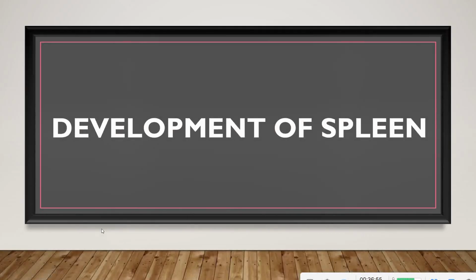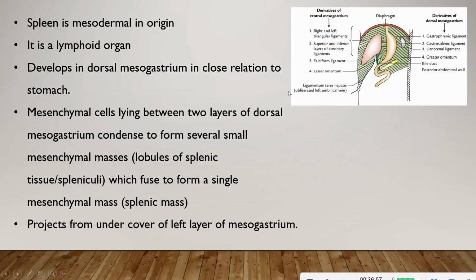And the last one is development of the spleen. The spleen is mesodermal in origin. It is a lymphoid organ. It develops in the dorsal mesogastrium in close relation to the stomach. Mesenchymal cells lying between two layers of dorsal mesogastrium condense to form several small mesenchymal masses, lobules of splenic tissue and splenculi, which fuse to form a single mesenchymal mass and project from under cover of the left layer of mesogastrium.